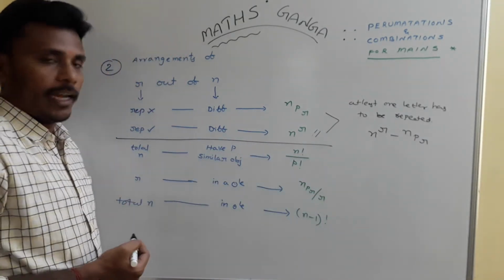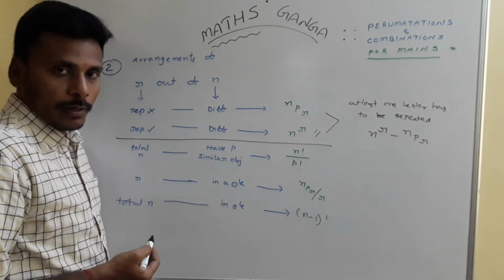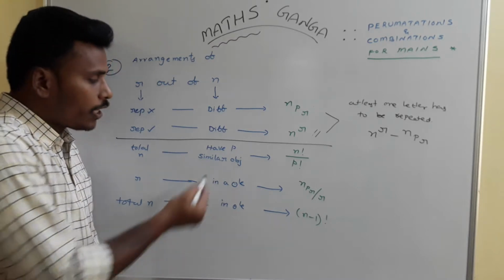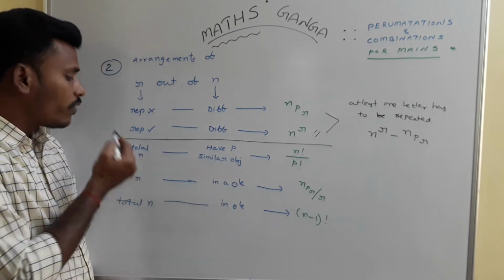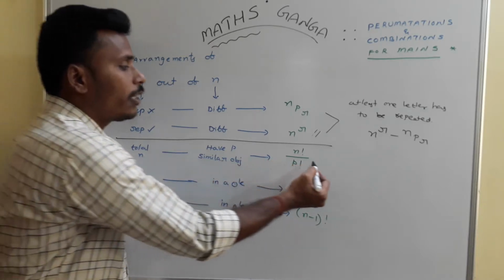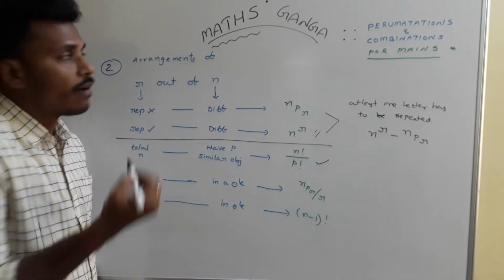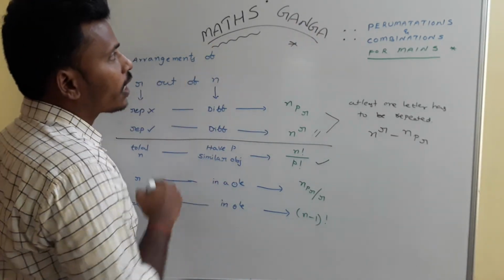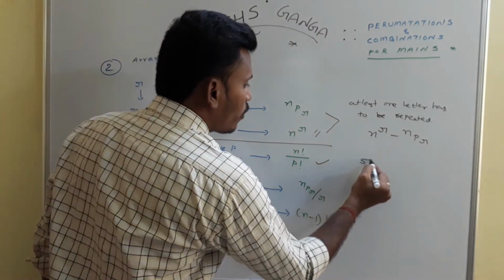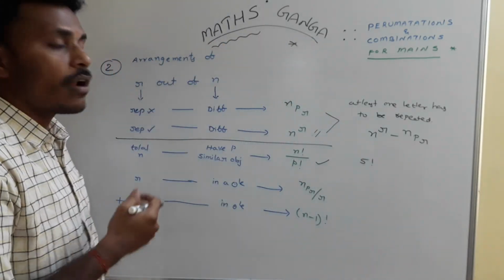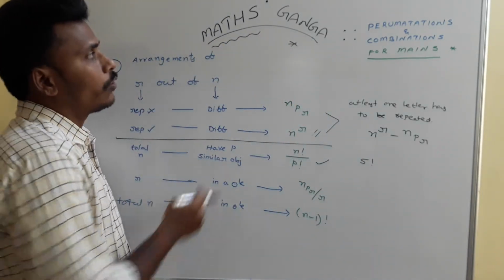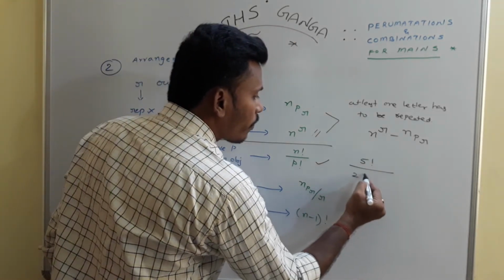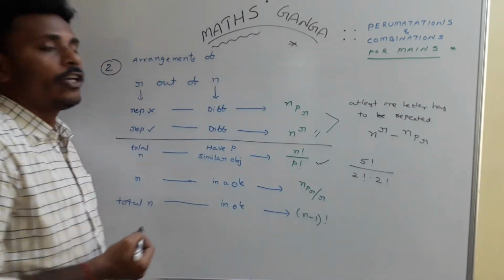These two are a kind of arrangements. While coming to the third kind, the N objects are not all different. Among those N objects, suppose P objects are similar. If P objects are similar and we need to arrange total N objects, this can be done in N factorial by P factorial ways. Suppose I wish to arrange the letters of the word GANGA. Totally there are how many letters? There are 5 letters. So if similar objects are not there, then it can be done in 5 factorial ways. But if you observe, there are 2 A's and 2 G's. So the number of arrangements is 5 factorial by 2 factorial into 2 factorial.